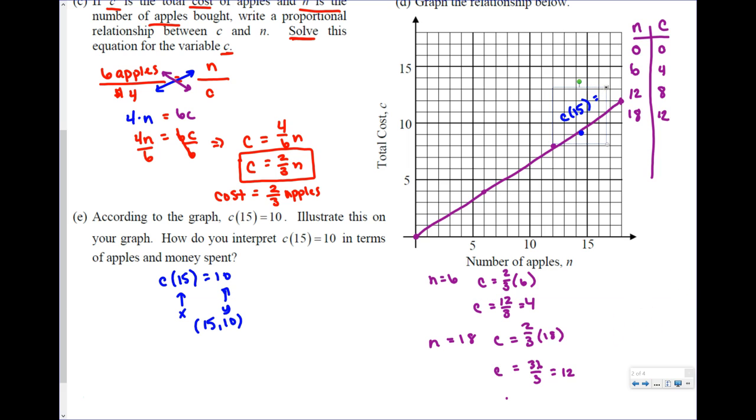If I can get my pen to cooperate again, because it's not. Equals 10. That's this point right there.